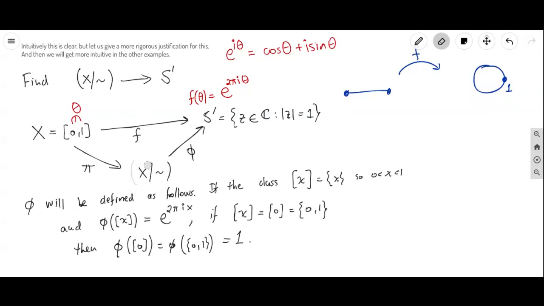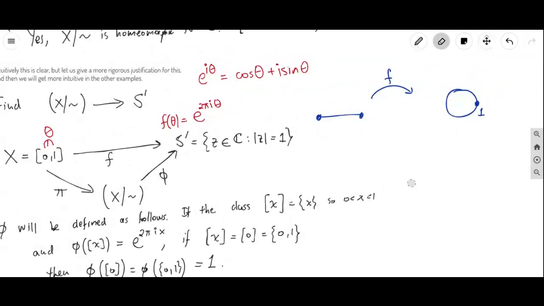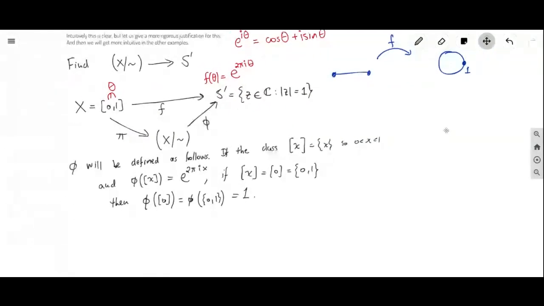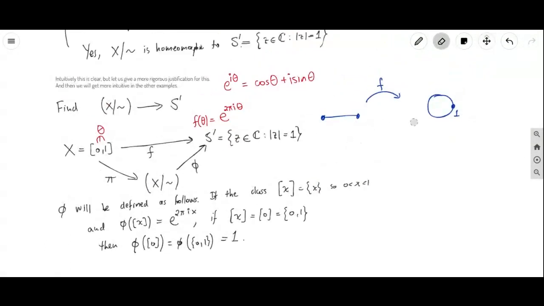So this diagram will commute. This is the mapping that we have. And these two get glued together and they end up at the same point. And we want to show, so what's the goal? So we want to show, now f and the circle are not homeomorphic, right? This is not homeomorphic to that.